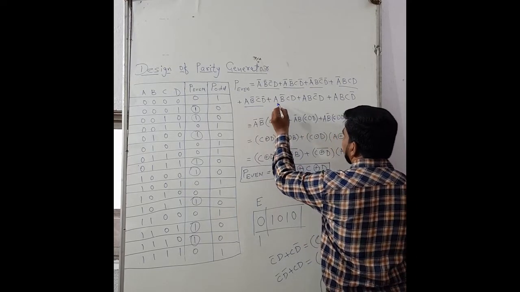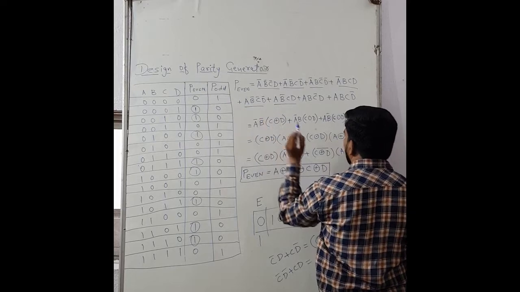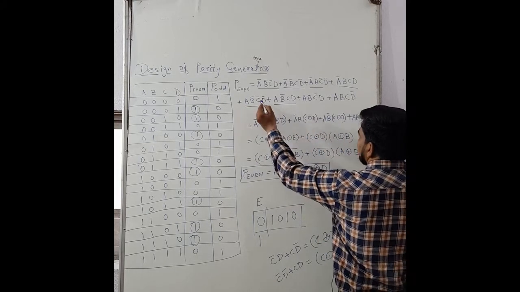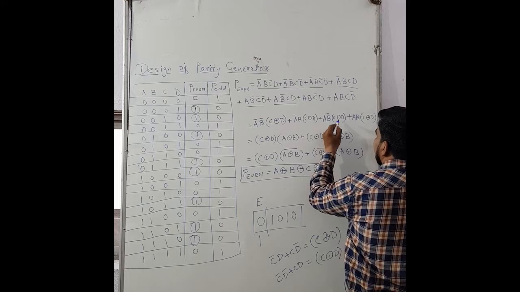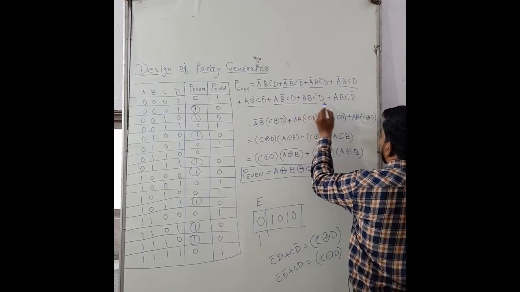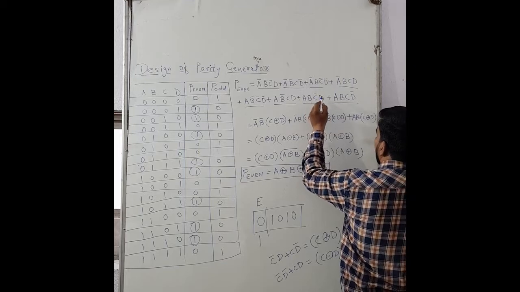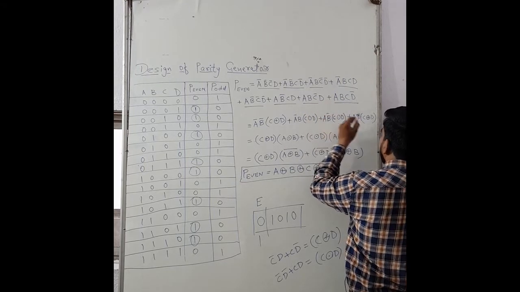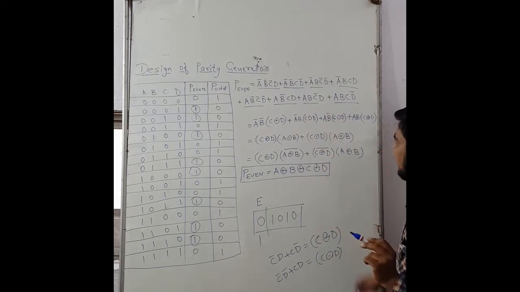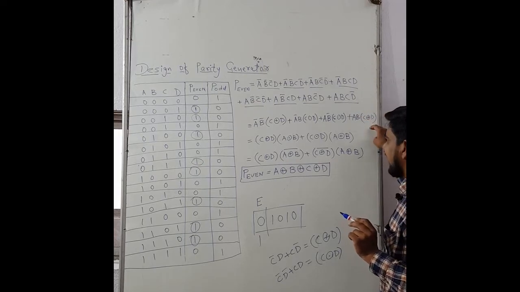From these two terms, if we are taking a b bar common, we are getting c bar d bar plus c d, that is c XNOR with d. And at last, from these two terms, if you are taking a b common, in the bracket you will get c bar d plus c d bar, that is nothing but c XOR with d. In this way we will reduce this expression.